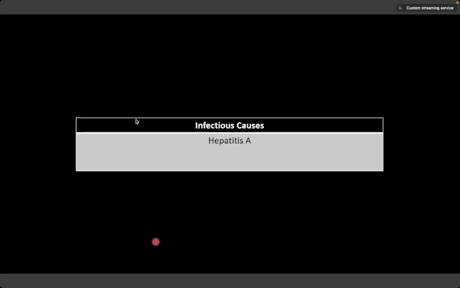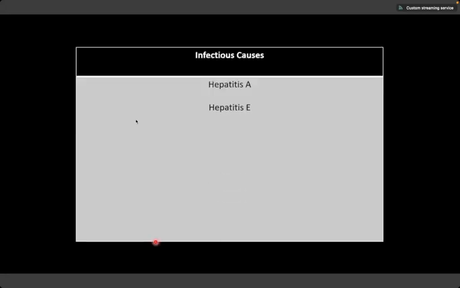Now, aminotransferases are usually markedly elevated, often over 1,000. And extrahepatic manifestations can occur, like arthralgias. The diagnosis is established by detecting serum immunoglobulin M anti-hepatitis A virus antibodies.